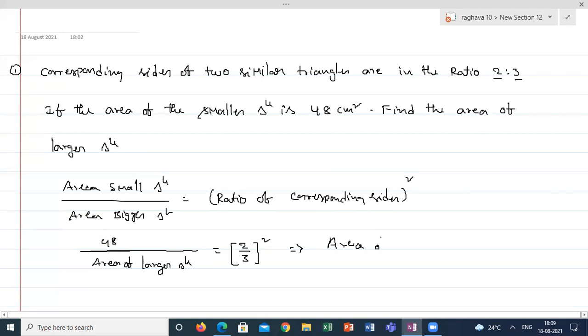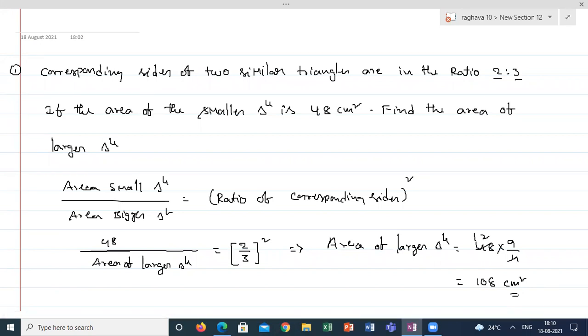Calculate and let me know, guys, please. You have to work it out. What is the area of the larger triangle? 48 into 9/4. 4 ones are 4, 4 twelves are 48, so 12 into 9, that is 108 centimeter square. Is it clear how I did the calculation? What concept did I use to solve this question? Students, please respond. Yes, sir. Understood, sir.